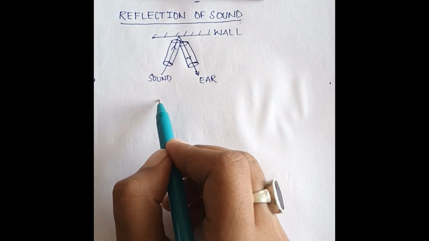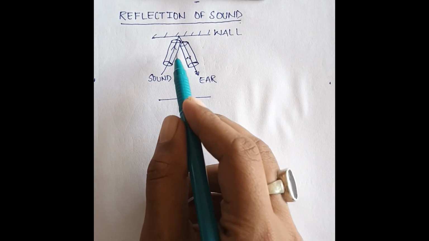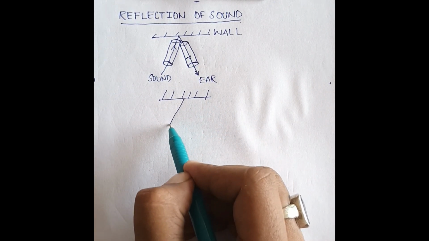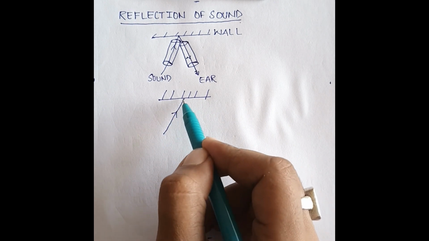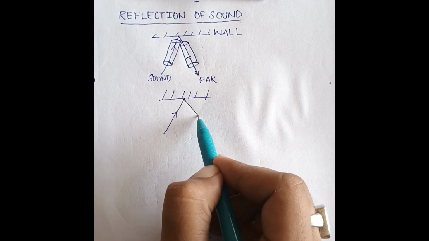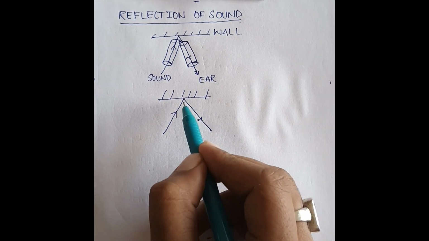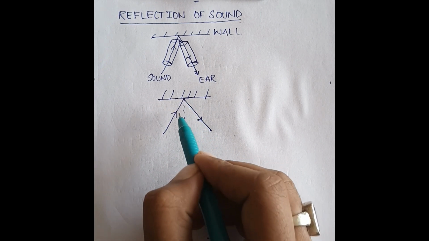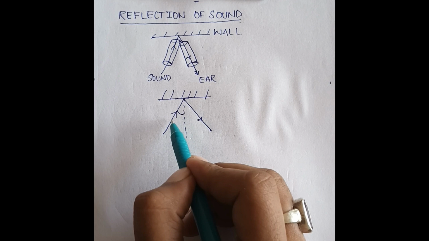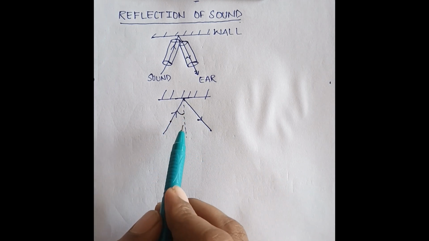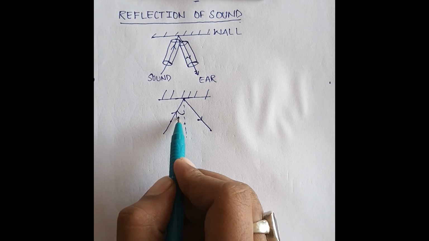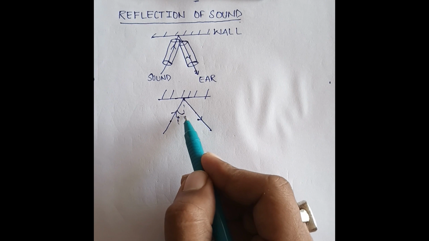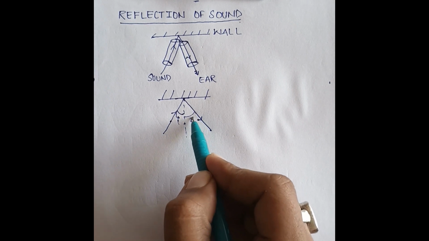So, let us consider the same thing, removing the pipe to draw a simpler diagram. This was the wall, this was the direction in which the sound was incident, and this was the direction in which the sound was reflected. Suppose this is the plane, and from here we draw the normal. The angle between the incident sound and the normal is known as the angle of incidence, and the angle between the reflected sound and the normal is known as the angle of reflection.